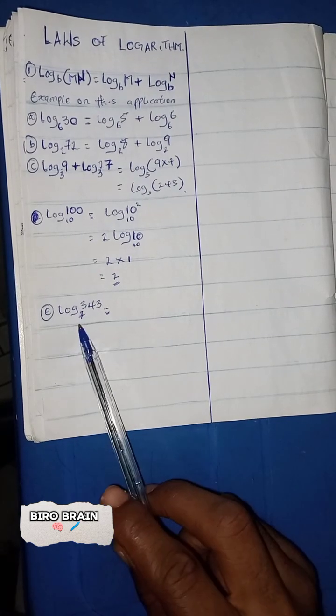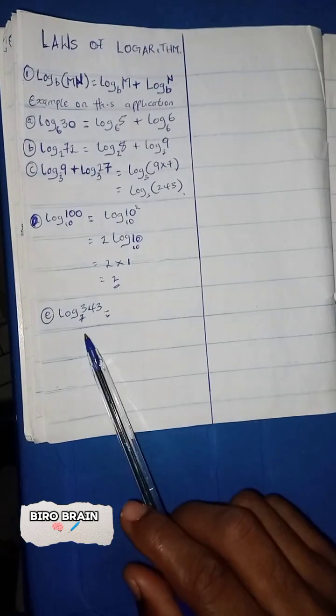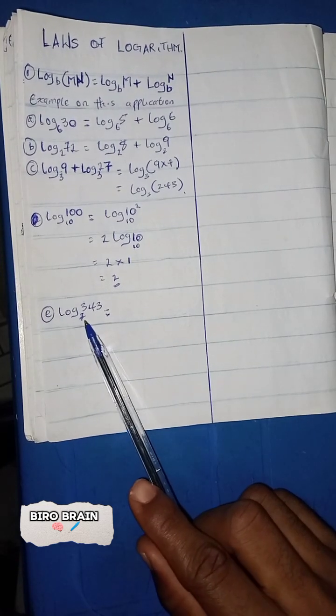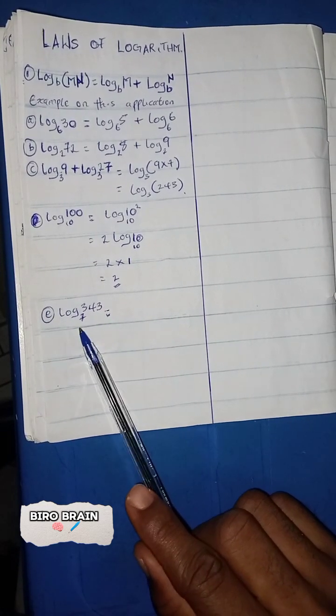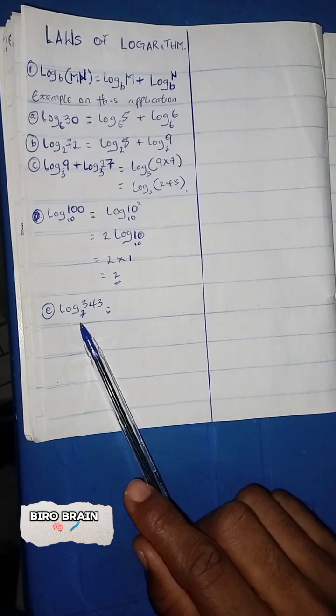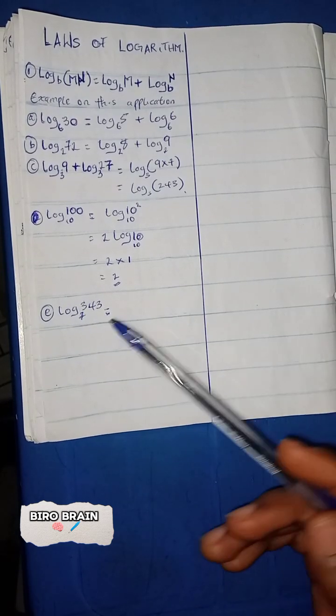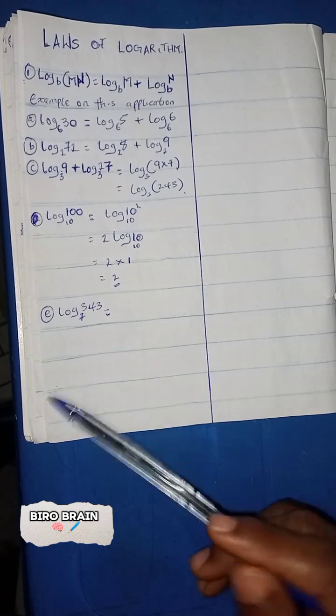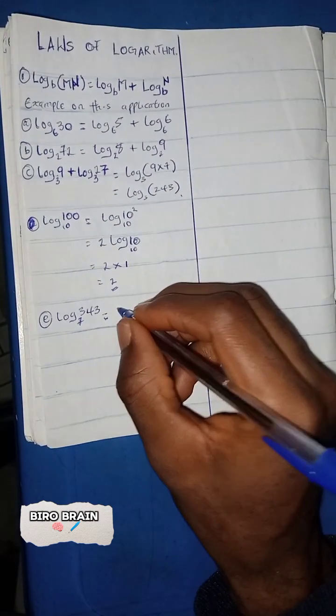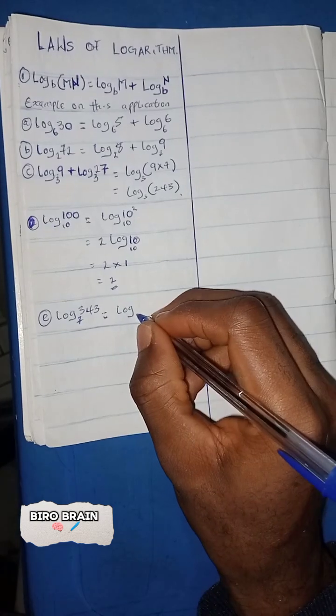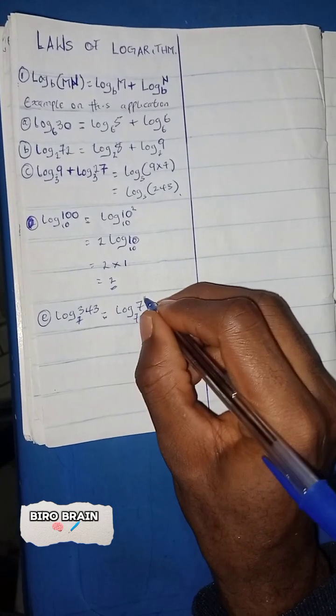All right, another example on this same application, we're having log 343 in base 7. This is the same thing as saying 7 raised to the power 3 will give us 343. That's 7 times 7 times 7, you have 343. So we can also say this is log base 7 of 7 raised to the power 3, alright?